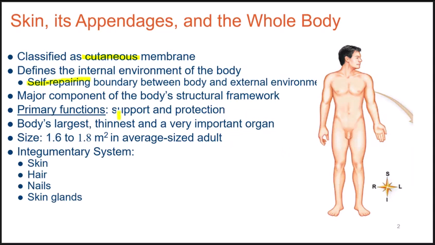The size of the skin is going to vary depending on the size of the individual. The skin is a part of the integumentary system, one of the many systems in our body that we're going to be going through in this course. And the skin is the biggest part of our integumentary system. But our hair, our nails, and our skin glands also play a component. And we will touch upon a couple of these as well during the lecture, with the focus being the skin.